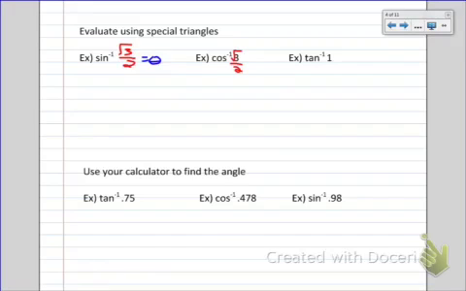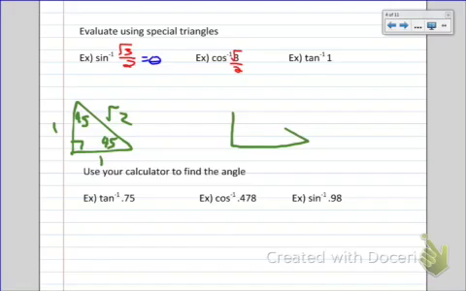Let's evaluate using special triangles for these first three, and then using our calculator to find the angle for the second three. Well, my special right triangles, I'm going to remember what those are, so I'm going to draw those out here. I've got my 45, 45, 90 triangle, which is 1, 1, and the square root of 2. Then I've also got my 30, 60, 90 triangle, which is 1, 2, and the square root of 3.